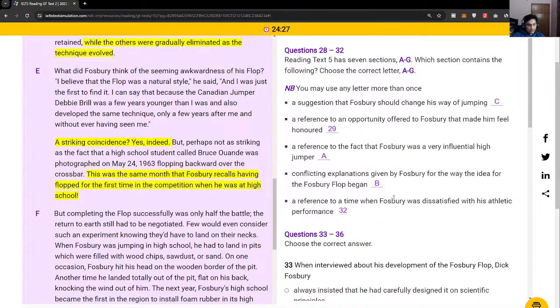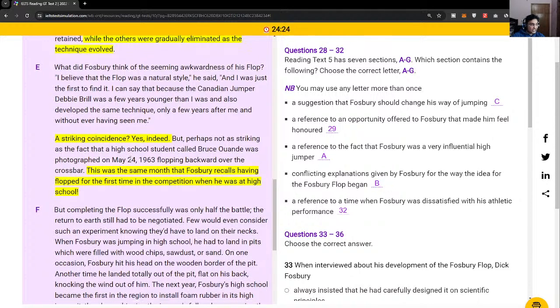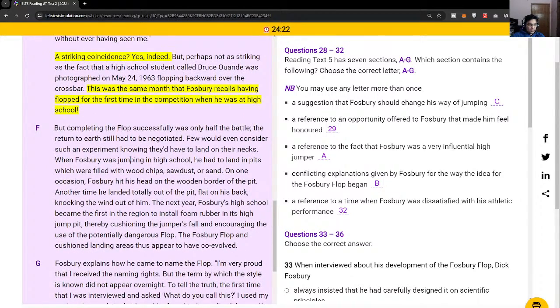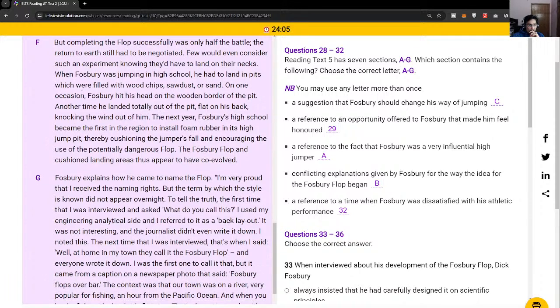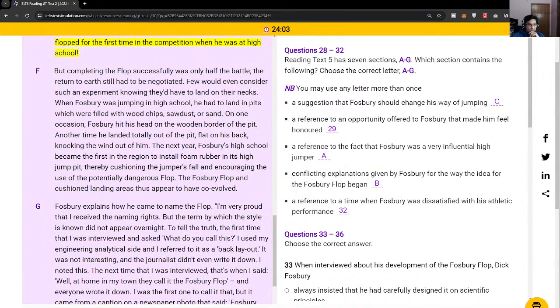This may also seem like conflicting explanations, but that is not the correct answer. But completing the flop successfully was only half the battle. Only half the battle. The return to Earth still had to be negotiated. And consider as an action, knowing they had to land on their necks.